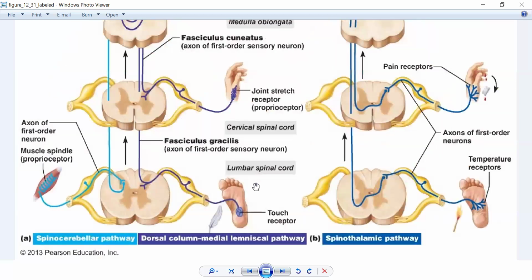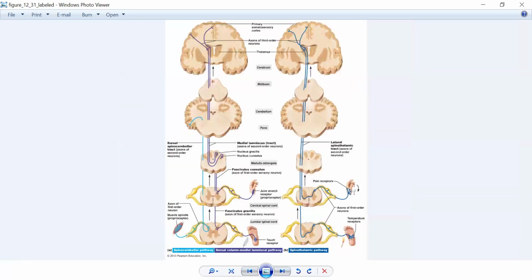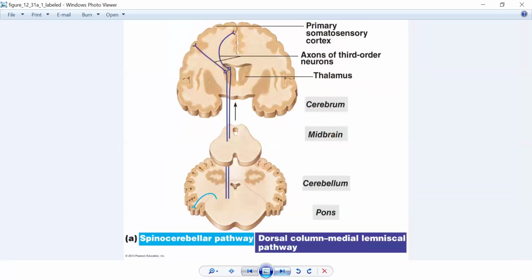So those are some tracts. The two here on the left are for touch, the two on the right are for interpreting pain. These are the tracts. It's just the same ones we went over. It just takes it in different sections just to bring your attention. Always your relay center for sensory is the thalamus.